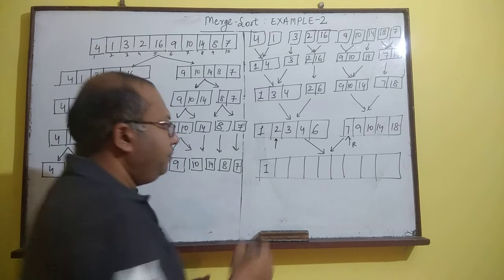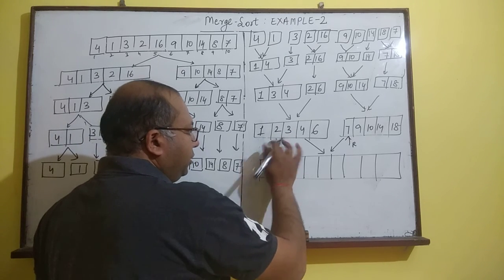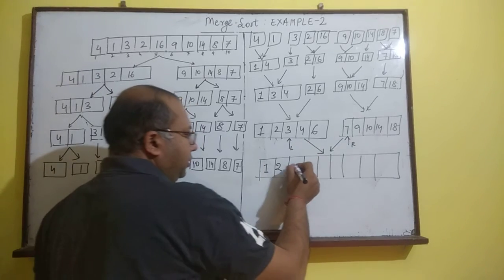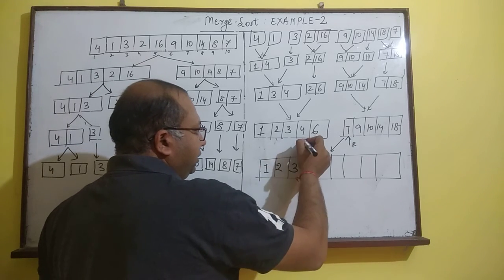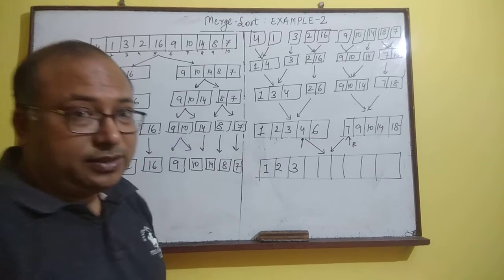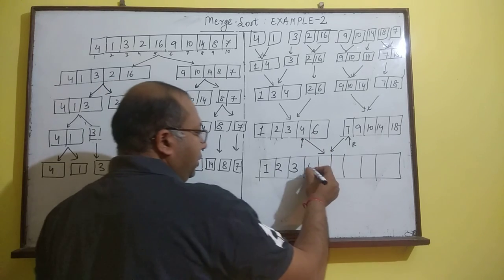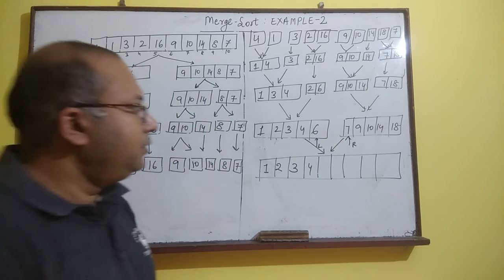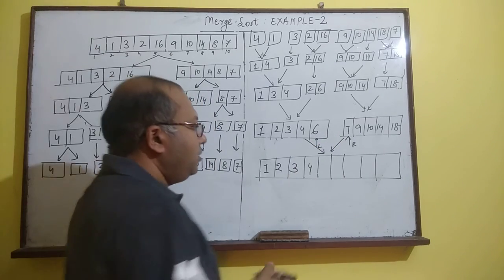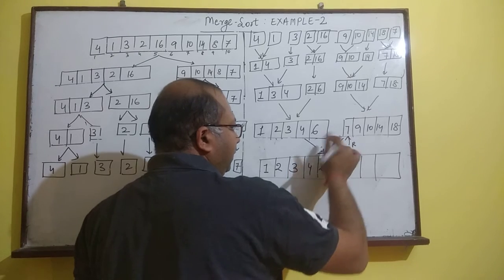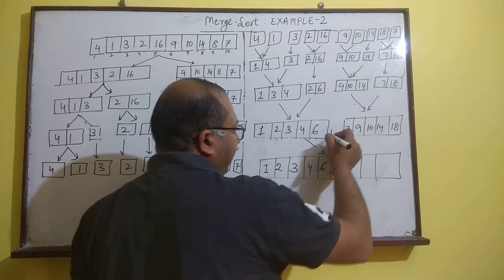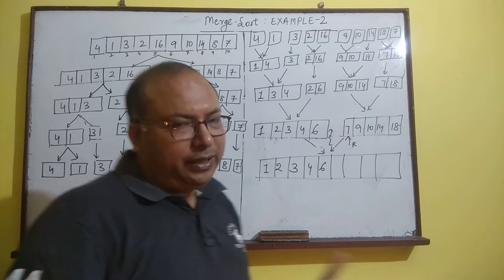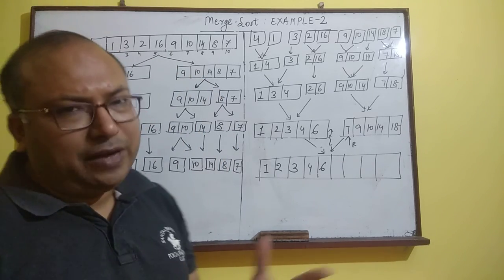Then 2 and 7 will be compared. So 2 will be stored into the resultant array and the L pointer will move. Then 3 and 7 are compared. So 3 comes here and the L pointer moves here. Then 4 and 7 are compared. So 4 comes here and the L pointer moves here. Then 6 and 7 are compared. So 6 comes here and the L pointer reaches the end of the first array, while in the second array the R pointer has not moved. It is not a big deal here.